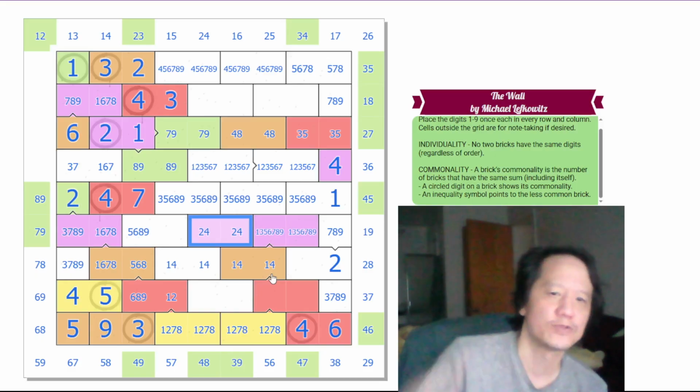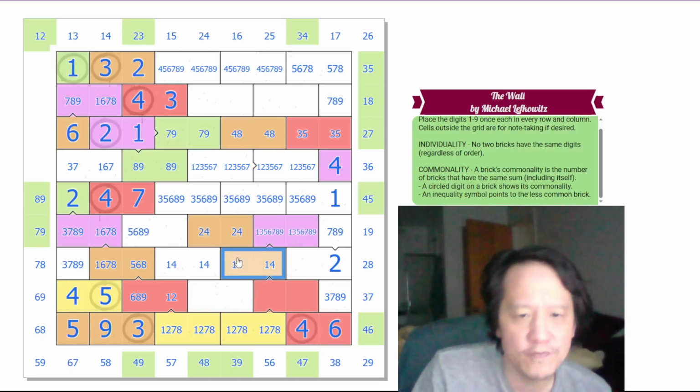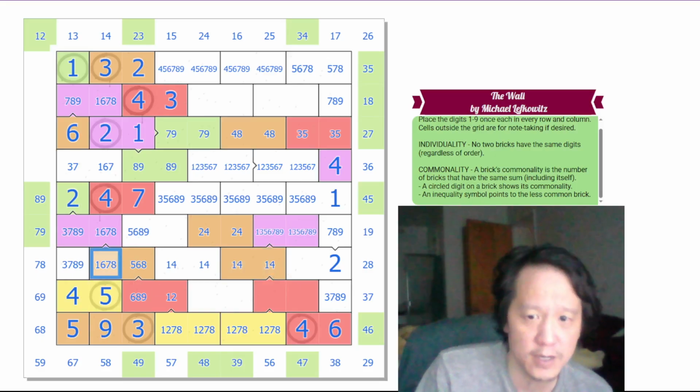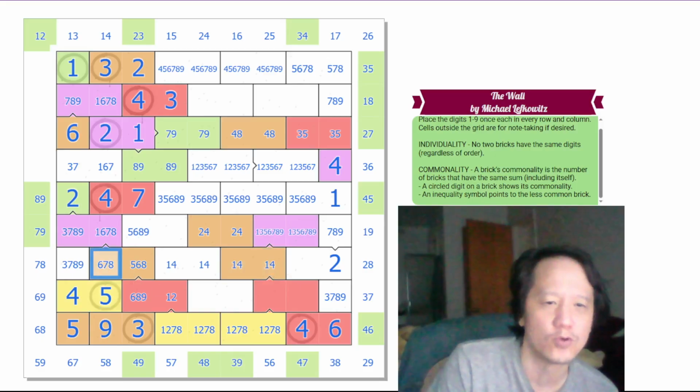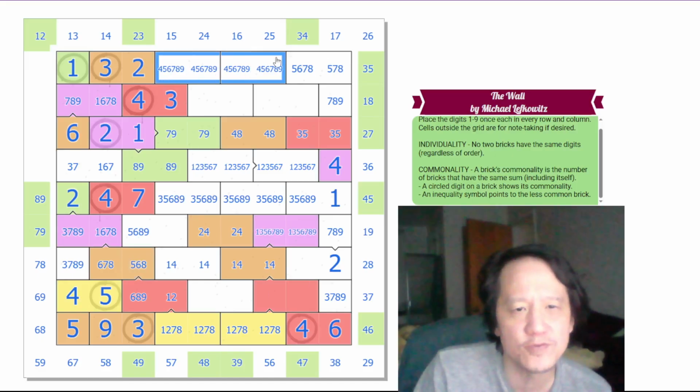To add, no, 3. Adds, so 1 and 4 has 3 commonality also. So this actually works here. This cannot be 1 because it has to be with 4 in that row. There's no other place for 1, 4, right? This is 4, 9 here.